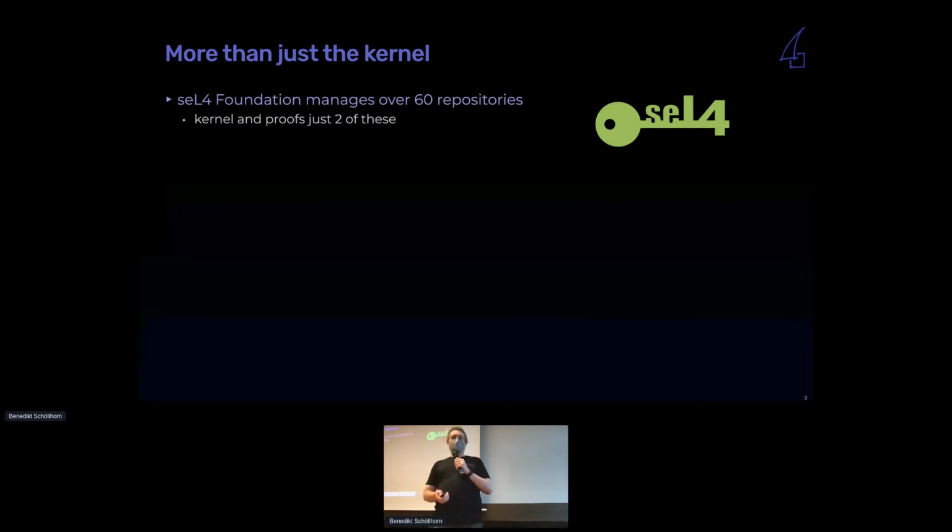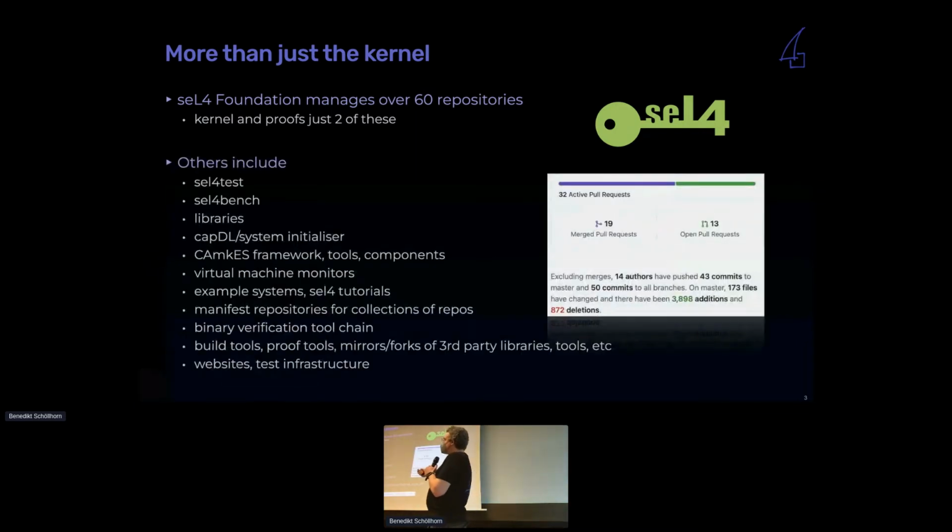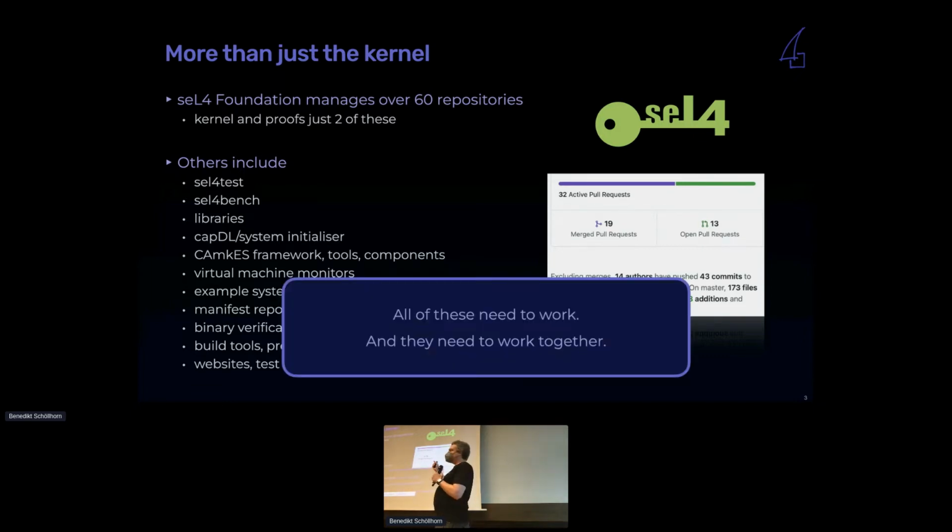So what else have we got? We have seL4 test, seL4 bench, and a whole bunch of libraries. We have the CapDL language, the initializer, we have camkes, we have VMs, we have the websites, the test infrastructure itself, the tutorials, and so on and so forth. All of these need to work. Only the kernel and the system initializer have proofs. The rest just has tests. So they need to work, but they also need to work together. You know, version 1 of CapDL is not going to work with version 12 of the kernel. They have to fit.